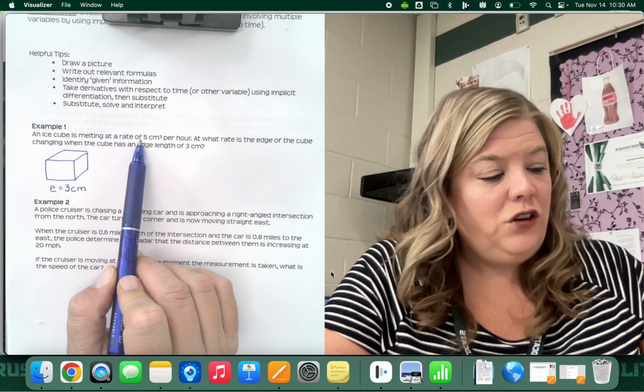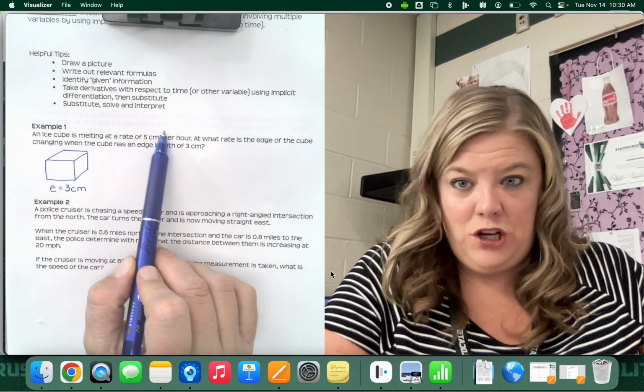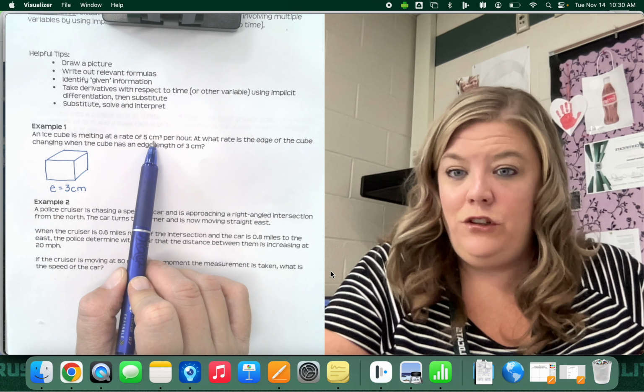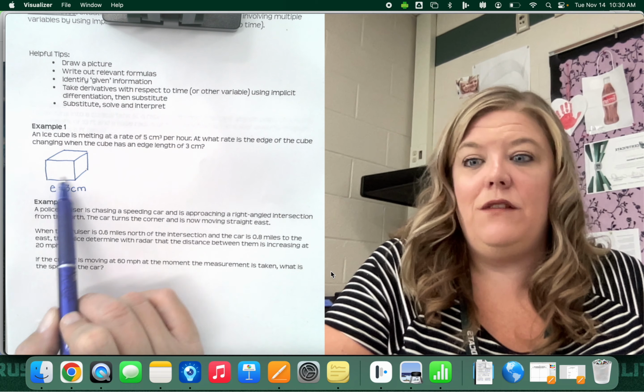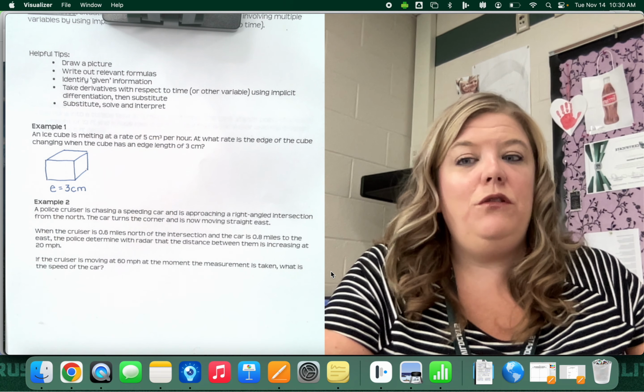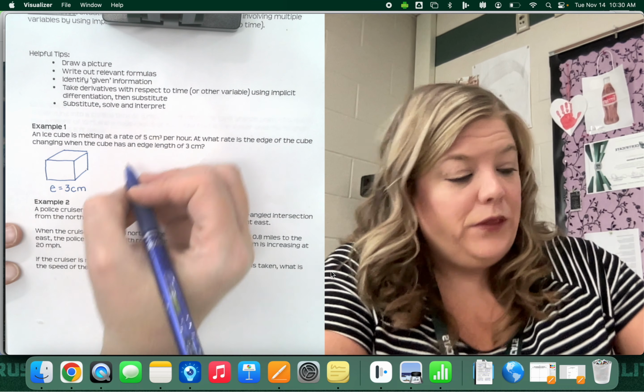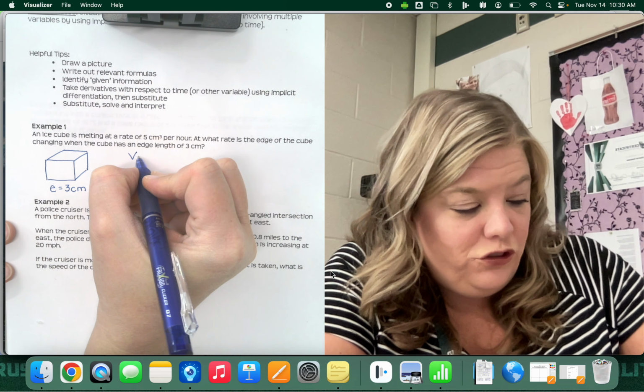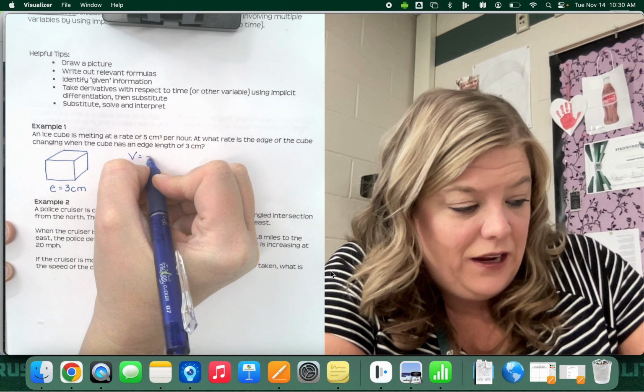What that's talking about is the volume change, right? This is a change in volume, cubic centimeters. That's the volume of the ice cube, okay? So what we want to be thinking about is how do you do volume of a cube? Well, volume of a cube is just the edge length cubed. So this is the formula that I'm focusing on.